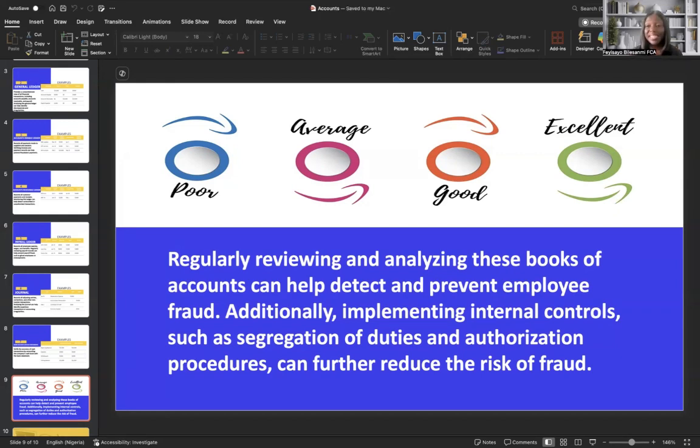Additionally, implementing internal controls such as segregation of duties and authorization procedures can further reduce the risk of fraud in your business. And in our next video, we will be looking at this. So this is going to give you a deeper view into how you can further protect your business from fraud.